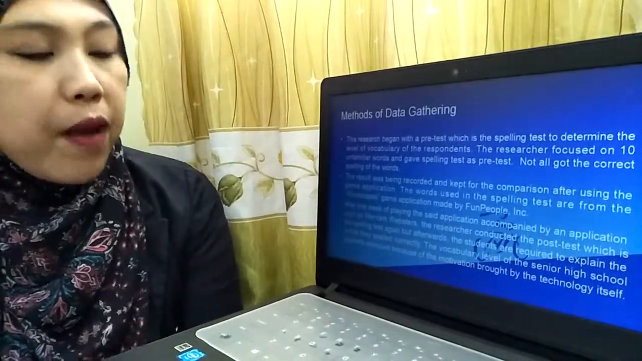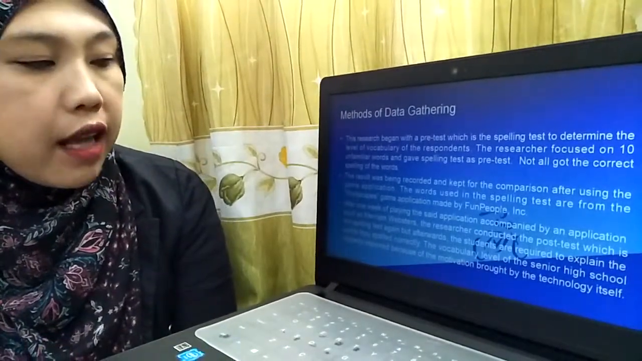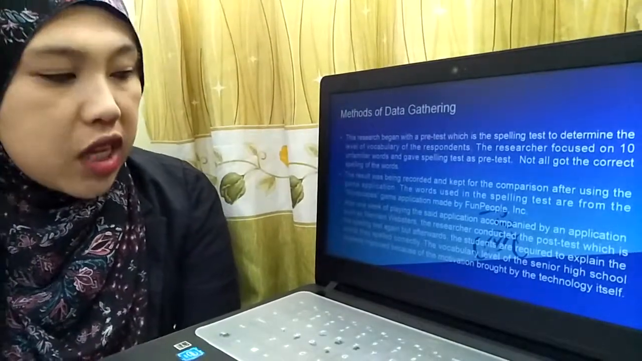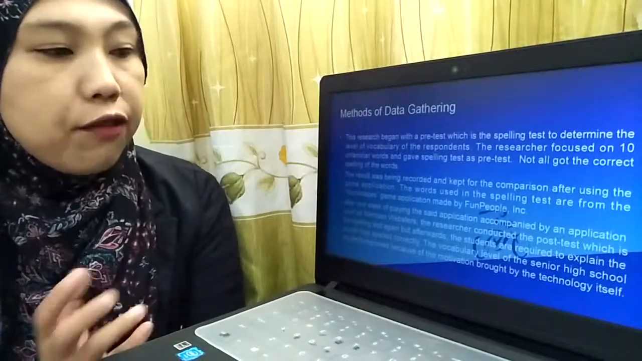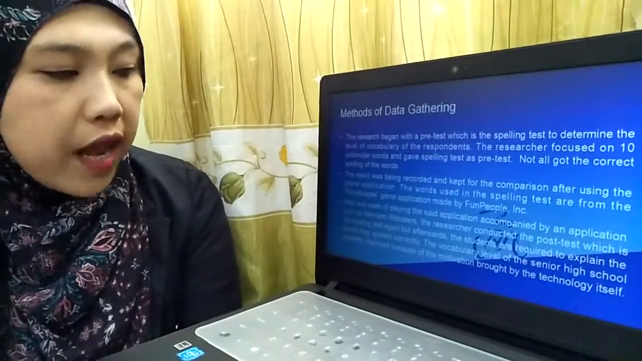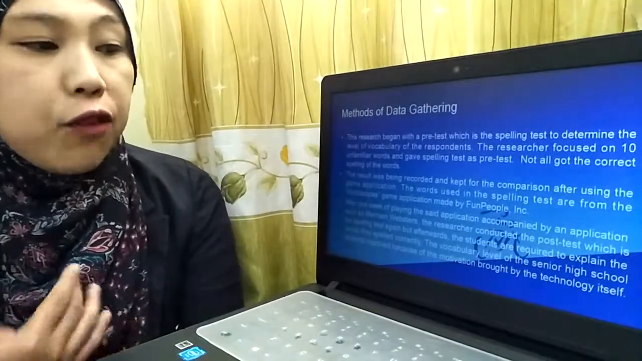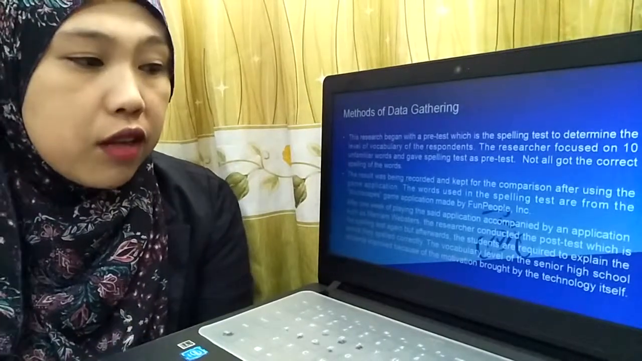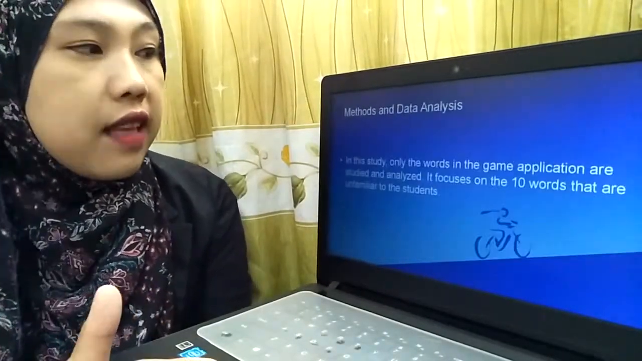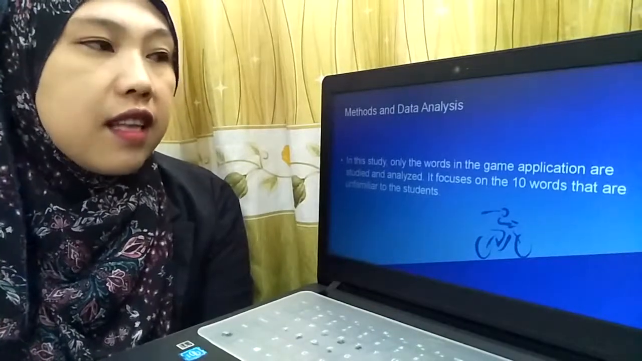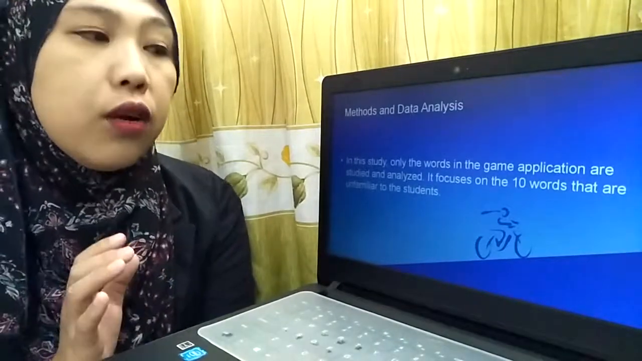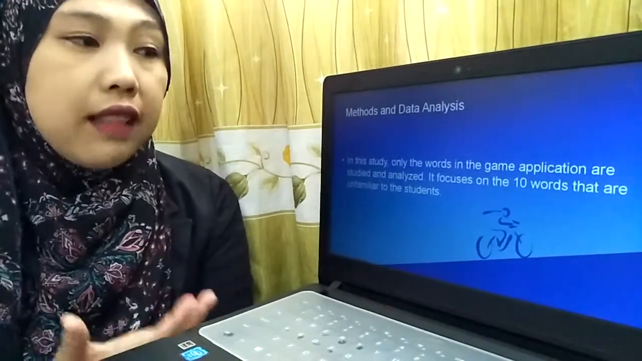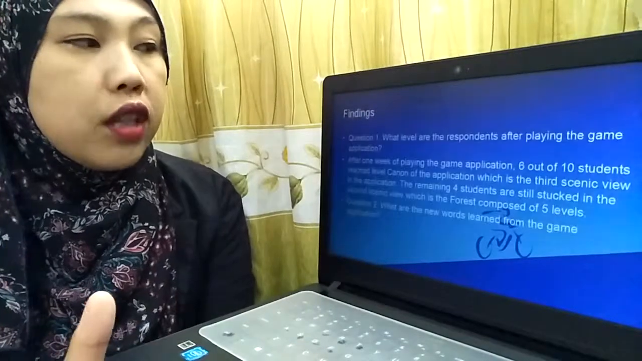After 1 week of playing the said application, accompanied by an application such as Merriam-Webster's, the researcher conducted the post-test, which is the spelling test again, but afterwards the students are required to explain the words spelled correctly. The vocabulary level of the senior high school students improved because of the motivation brought by technology itself. As for the methods of data analysis, in this study only the words in the game application are studied and analyzed. It focuses on the 10 words that are unfamiliar to the students.